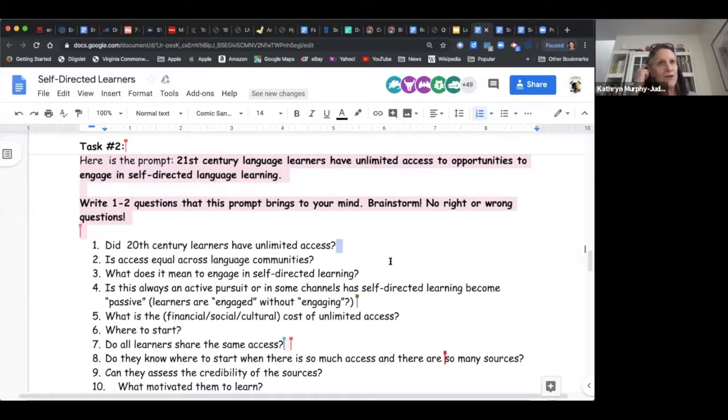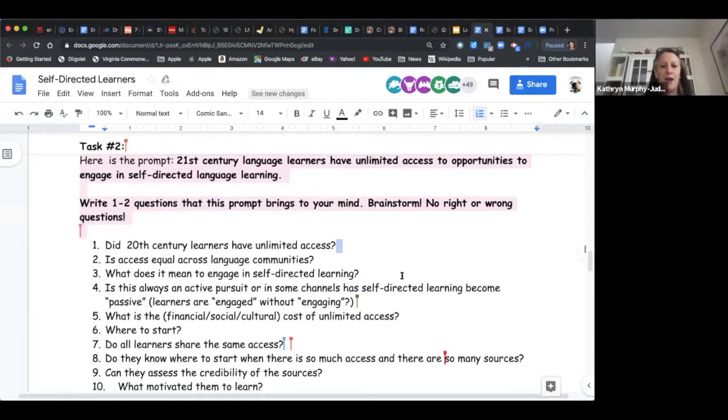I remember when I was on a Fulbright in Bogota in Colombia, the students did not have a lot of access to virtual learning and so on, but they found ways to do it that our students who do have a lot of access just don't have.